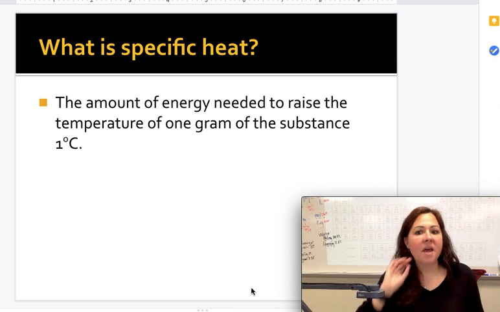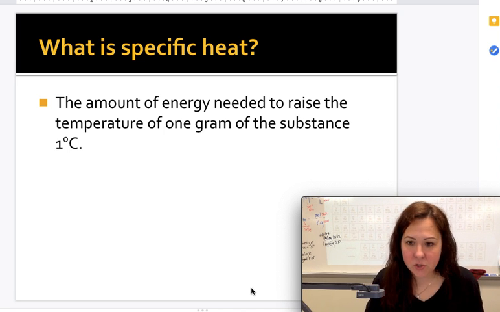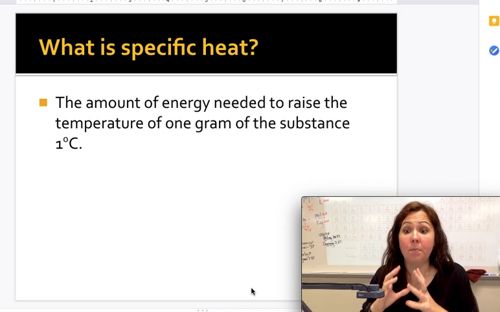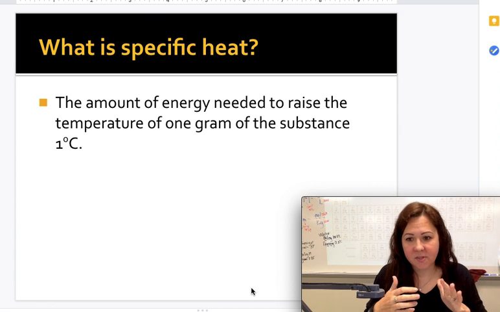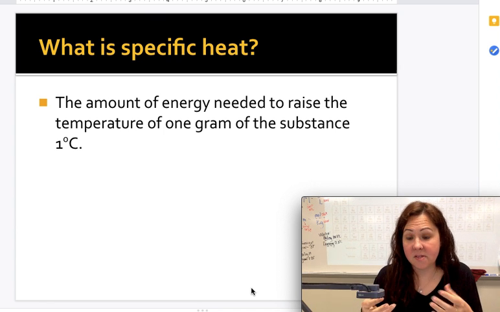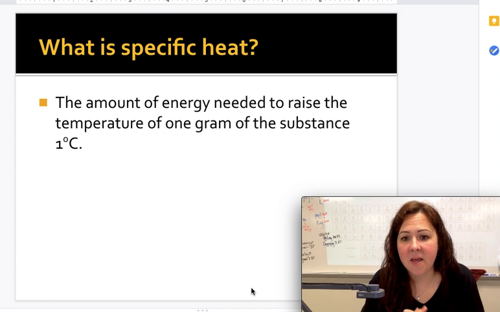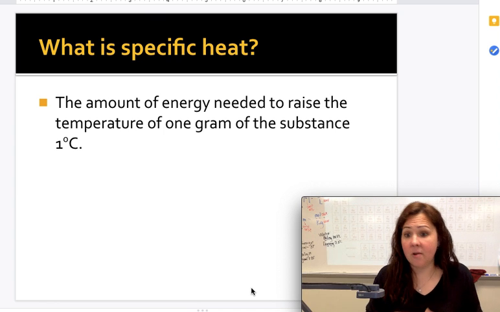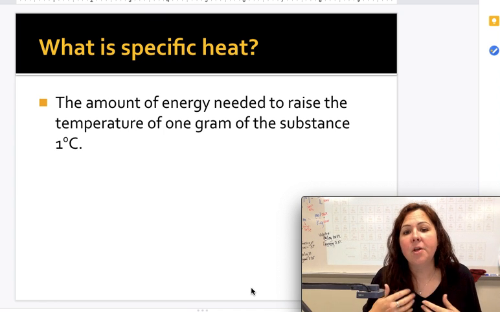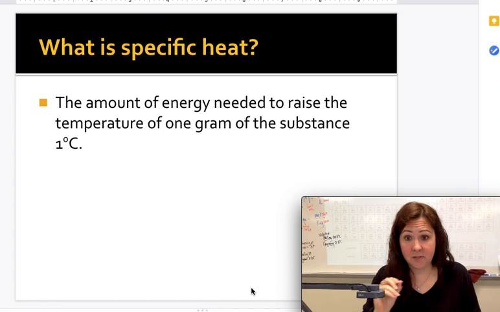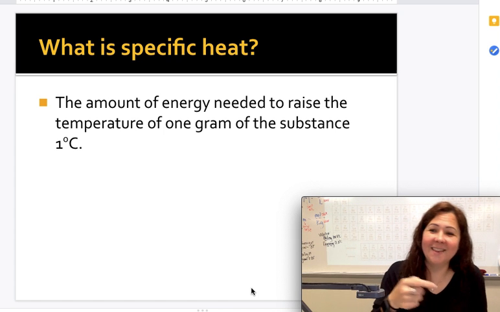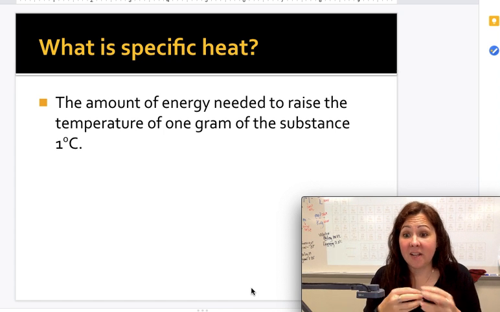Thermochemistry unit. In our thermochemistry unit, we are going to take a topic and apply it to our thermochemistry studies. Typically, we call this the MCAT equation, and the MCAT equation has to do with something called specific heat. Your specific heat is how much energy you have to add to any substance to raise 1 gram of it 1 degree Celsius.